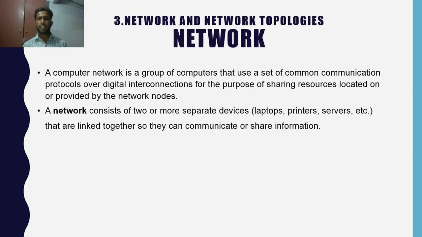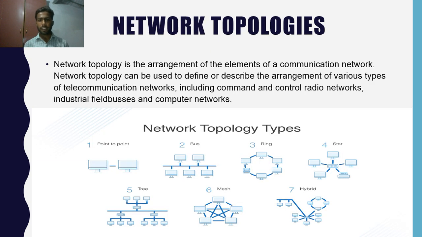Number three, network and network topologies. Network. A computer network is a group of computers that use a set of common communication protocols or digital interconnections for the purpose of sharing resources located on or provided by the network nodes. A network consists of two or more separate devices, laptops, printers, servers, etc., that are linked together so they can communicate or share information.